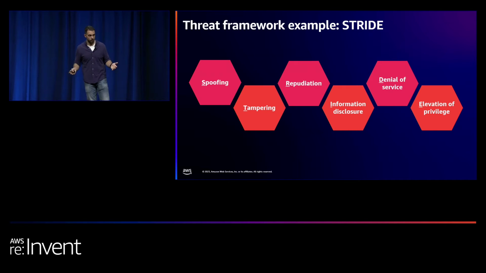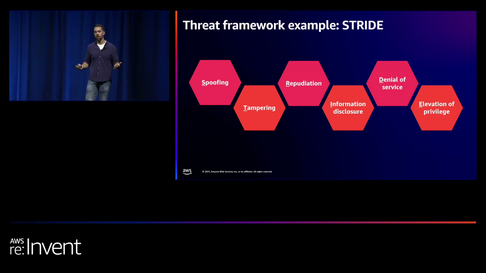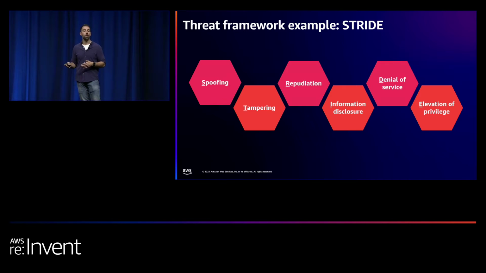Now, there's lots of other frameworks, right? STRIDE is just an example. There's frameworks like the DREAD framework, OCTAVE, the MITRE ATT&CK framework. Some of these you may have heard of before. And there are even some more use case specific ones these days. So the MITRE ATLAS framework, for example, is a useful framework for applications that are more focused on AI workloads.